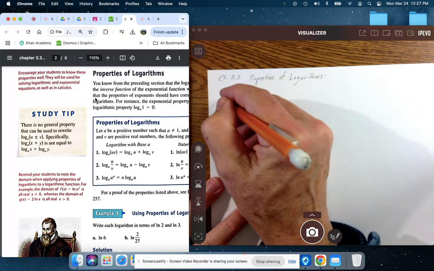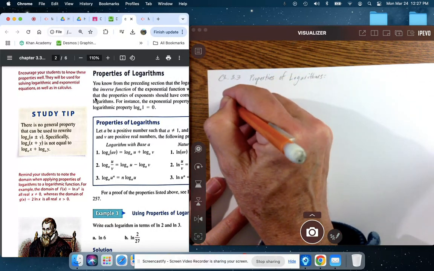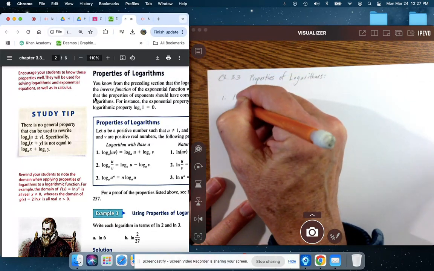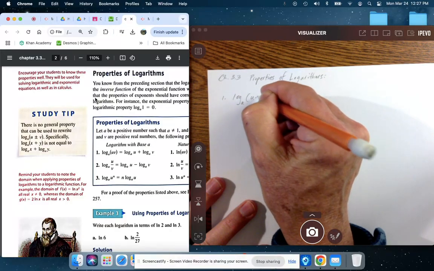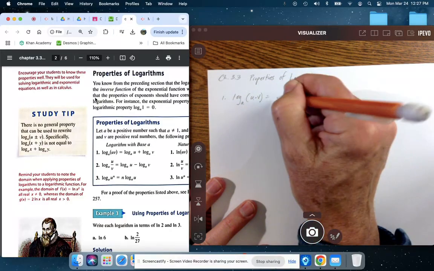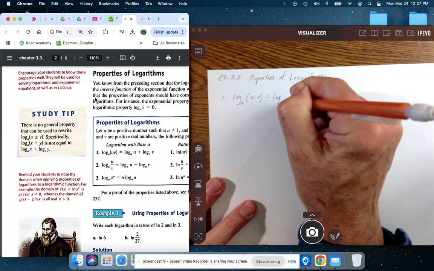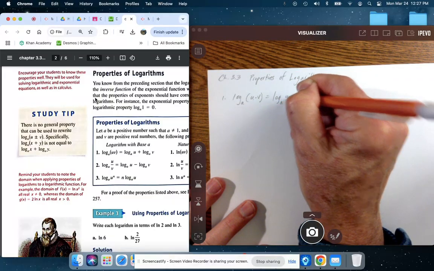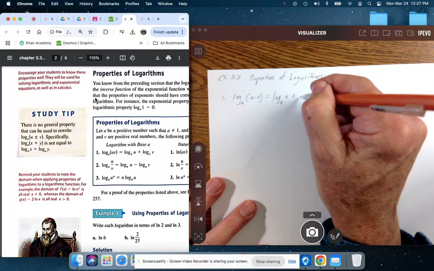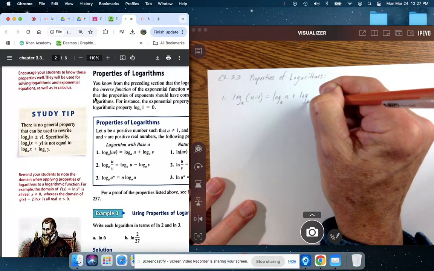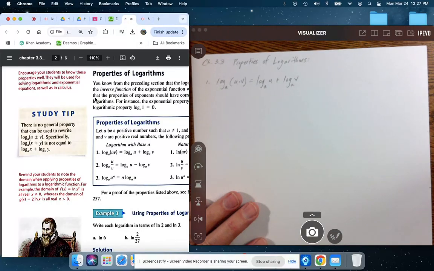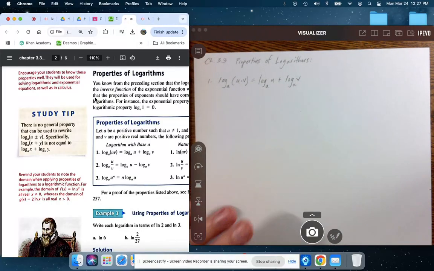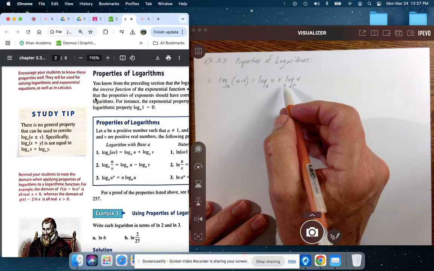So, properties of logarithms. Number 1: log base a of u times v can be broken up into log base a of u plus log base a of v. And that comes from the fact that, remember, these are inverses of exponentials.